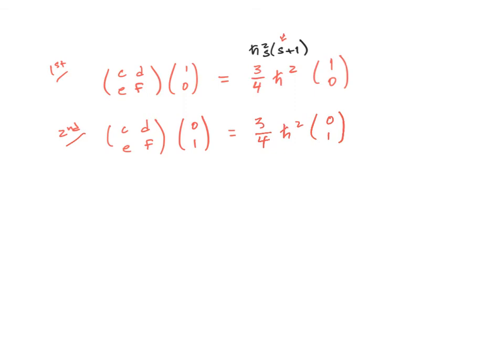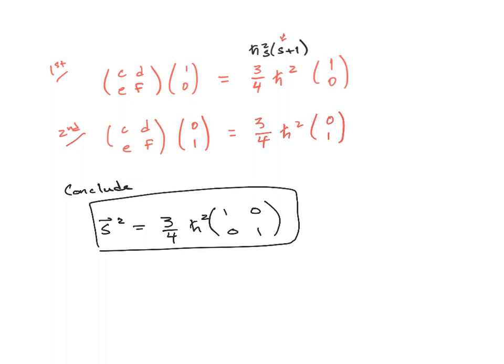So what we can conclude is that our S squared is going to be equal to this. So that's what our C, D, E, and F are going to equal. They are going to equal 3/4 H bar squared in that kind of identity matrix. So that's easy enough. We've figured out what our spin matrix should be.